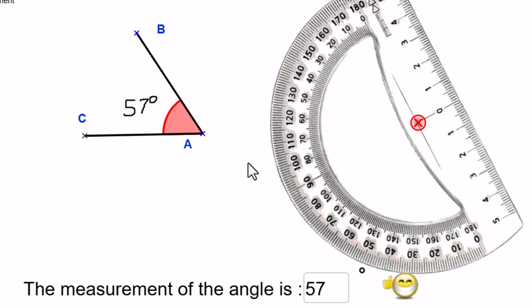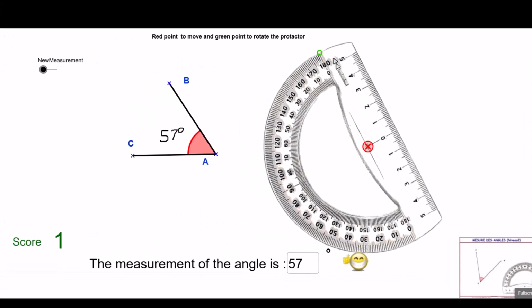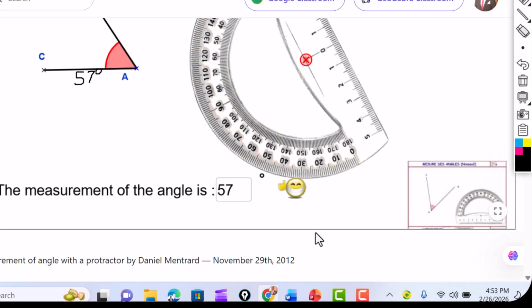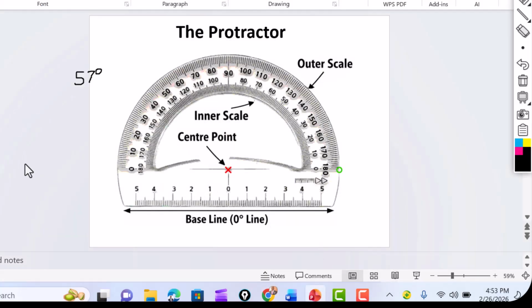So take time. This applet, I've put the link already in our classroom. Click on the link, you will see this applet. Click on this place to zoom it in full screen to make it easy for you to use in your classes. So that is all for this lesson. Then to end the lesson, let me go back to our slide.